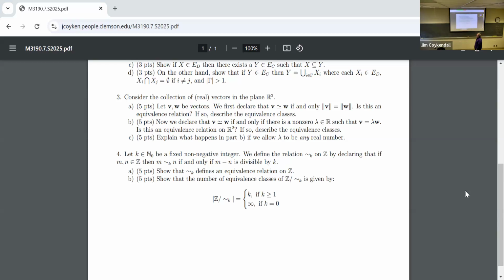And finally, for those of you that, we talked about the clock last time, this is related to this. Let K be a fixed non-negative integer. We define two integers in Z to be related, N is related to M modulo K, if their difference is divisible by K. Show that this defines an equivalence relation, and show that the number of equivalence classes is given by K if K is greater than or equal to 1, or infinitely many if K is zero.